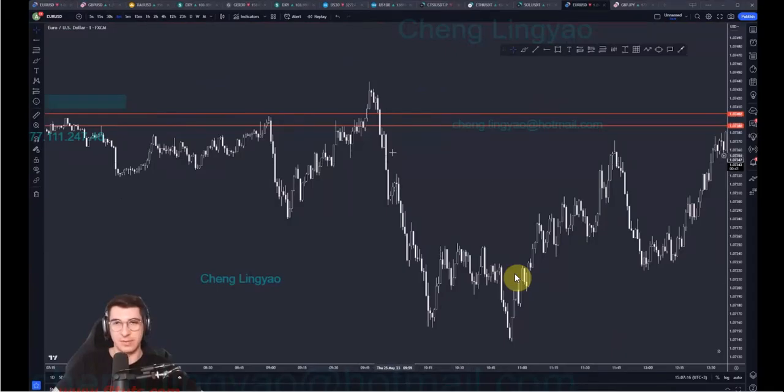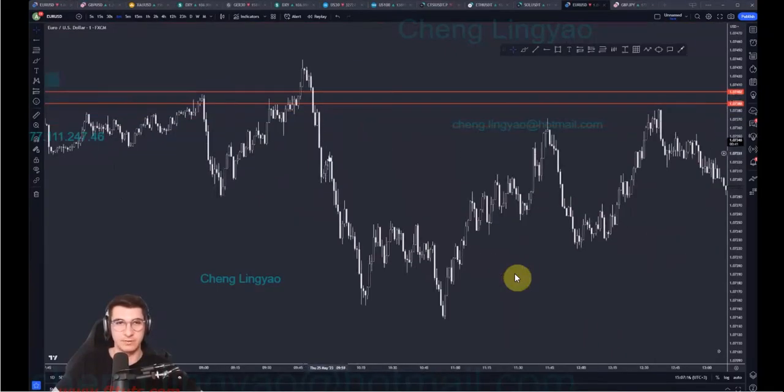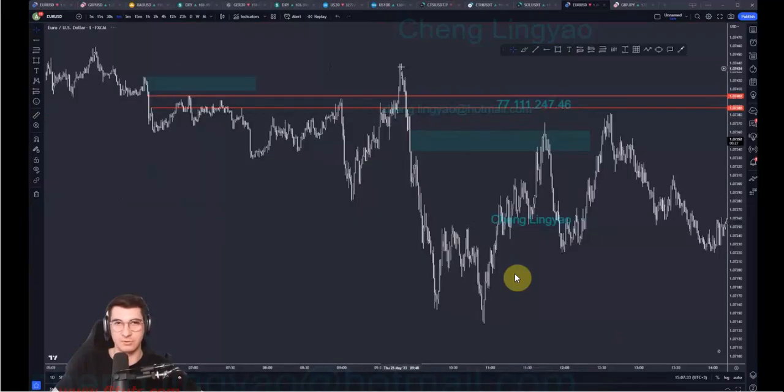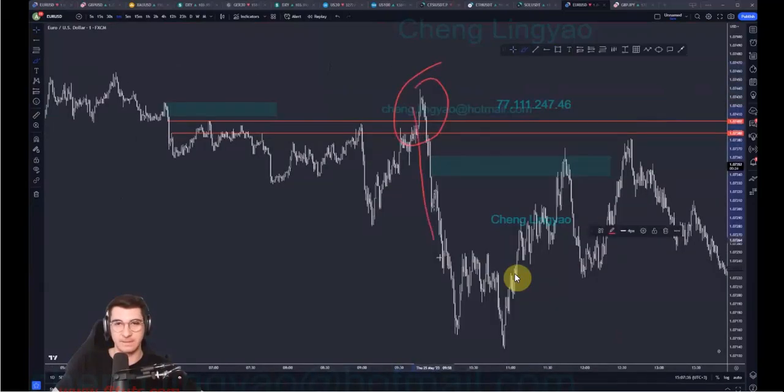So not a random imbalance like this one, but here you see it created a nice reaction and then it broke down. It left this imbalance here with a POI above, and price did come back into the imbalance, gave a nice reaction. It came into the POI, which was this candle that took liquidity and then came down.